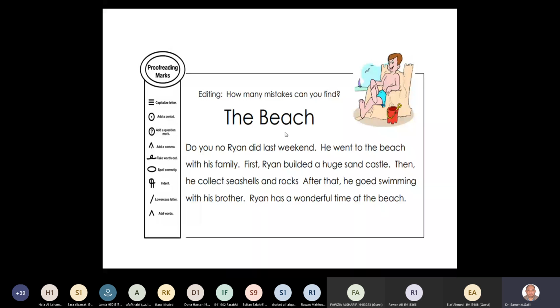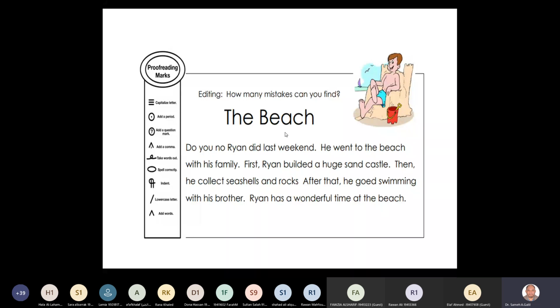What do we have in the first sentence? The first sentence is what kind of sentence? Is it affirmative, negative, imperative, or interrogative? A question mark maybe. Yeah, you need a question mark at the end of the sentence. So, do you know what Ryan did last weekend? So then there should be a question mark, right? Okay. I think other than that, it's fine, right? We don't have any more errors.